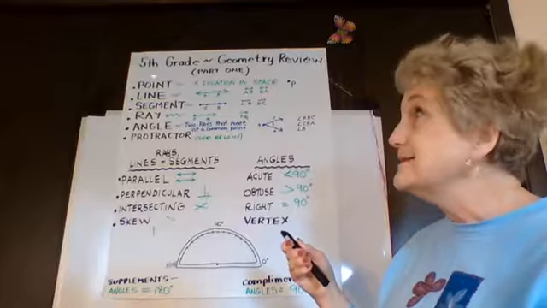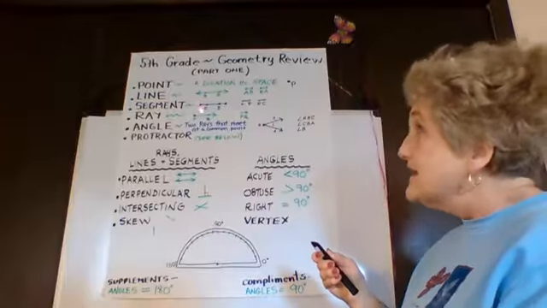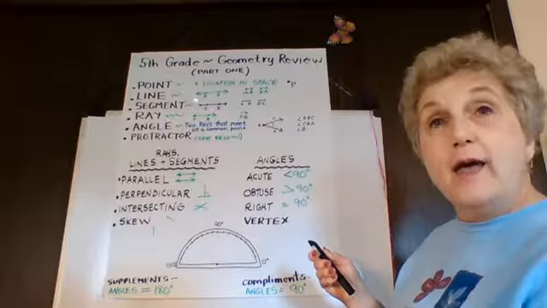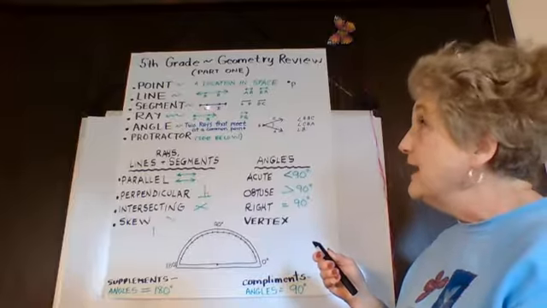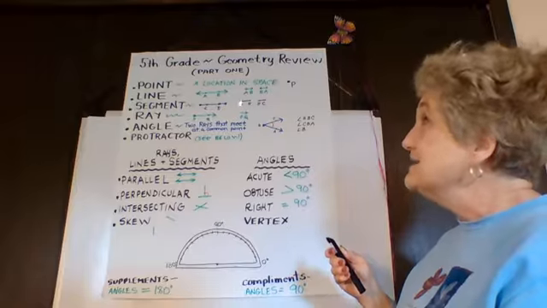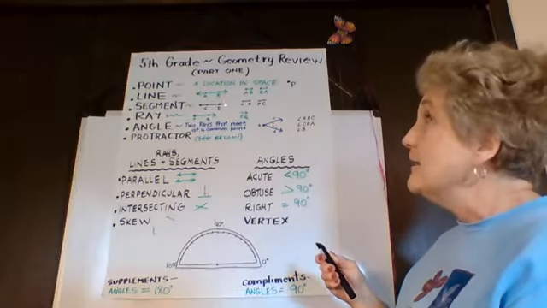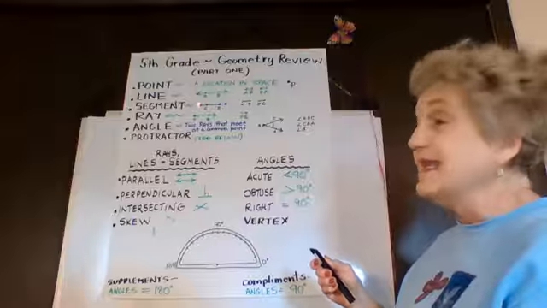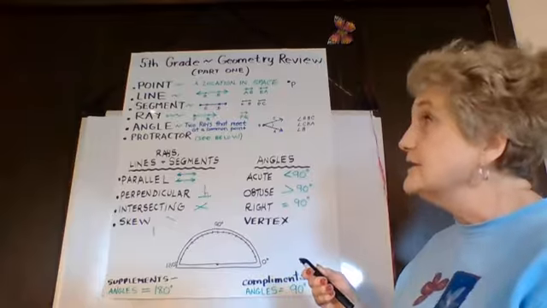Then there's such a thing as a segment. A segment is kind of like a line, except it stops. It has endpoints, okay? And it could be named the same way as a line: line segment CD or DC. Remember, that does not go into infinity. It has endpoints.